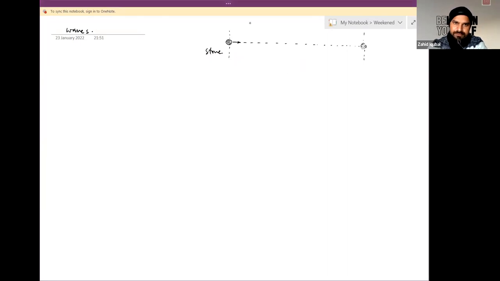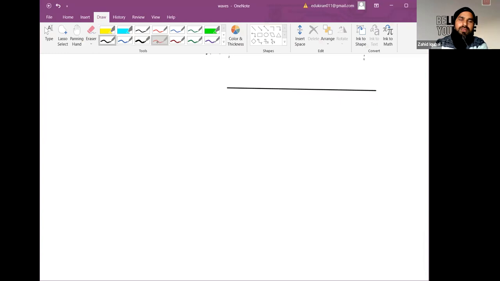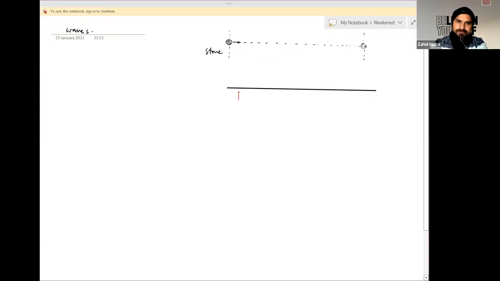But suppose there is a string, wire, or rope, and you strike it or give energy to a particle of it. It will tend to vibrate in this way, and this disturbance may propagate like this from one point to another to reach at this point.